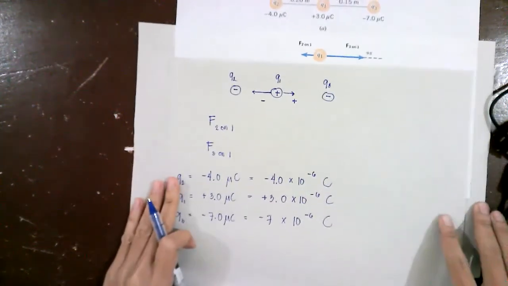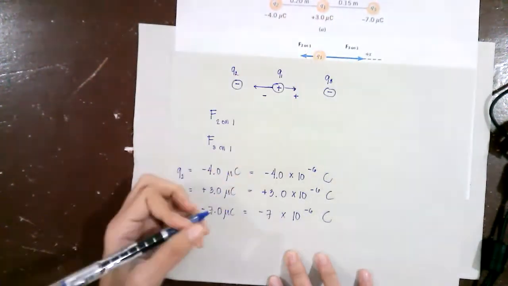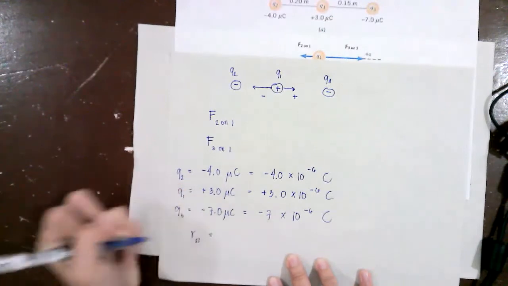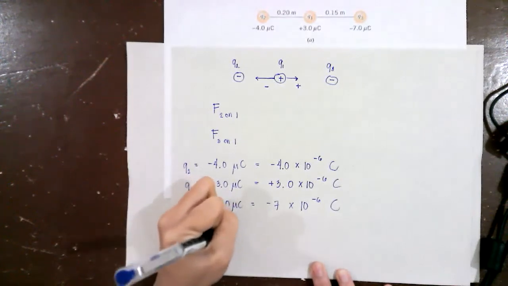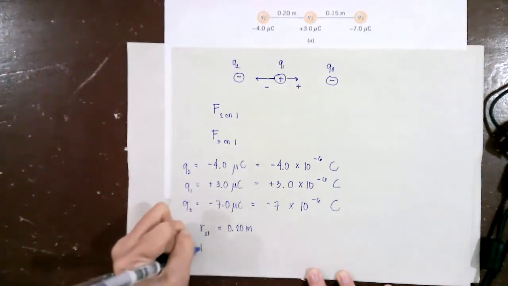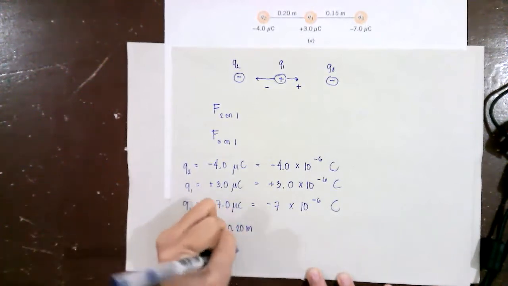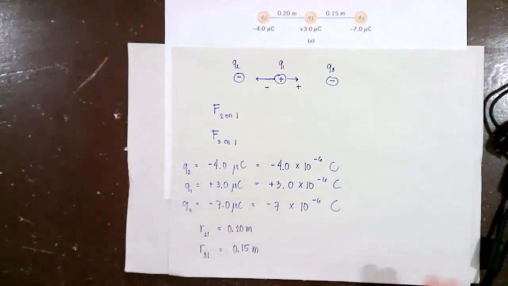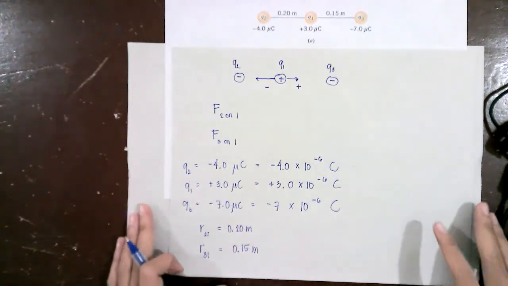Now, what about the distance? So I will write here the distance of Q2 from Q1. So R21, that is 0.2 meters. So no need to convert it kasi naka-meter na yung unit niya. And then we also have your distance from Q3 to Q1, which is 0.15 meters. So in solving this, you are just going to substitute this given doon sa ating Coulomb's law.